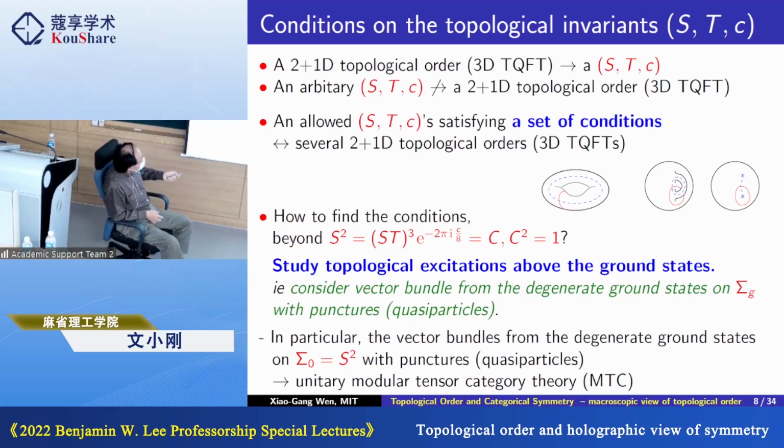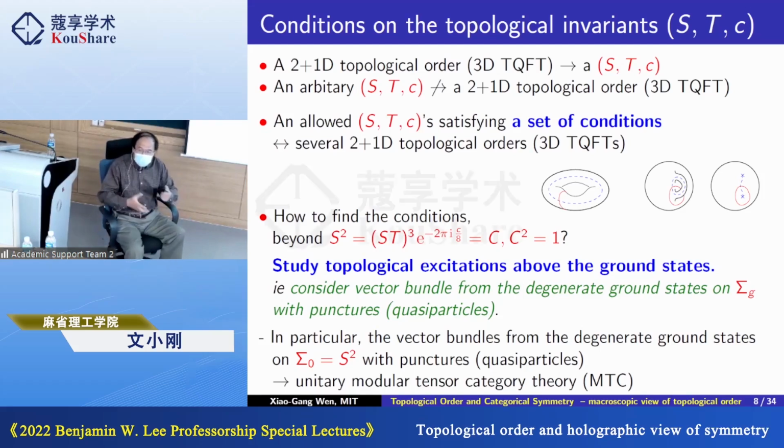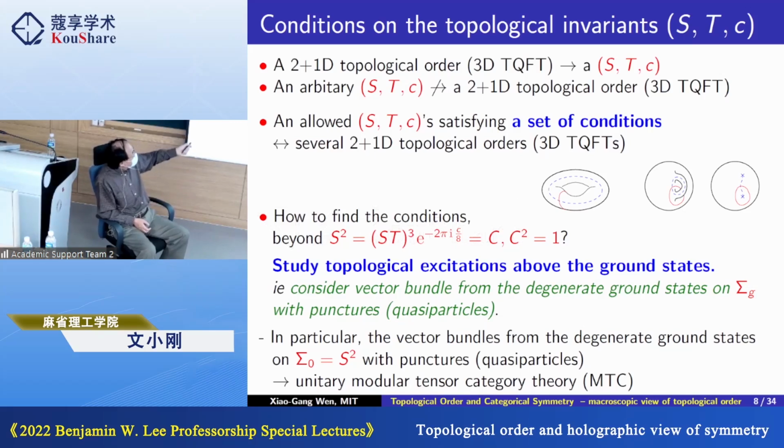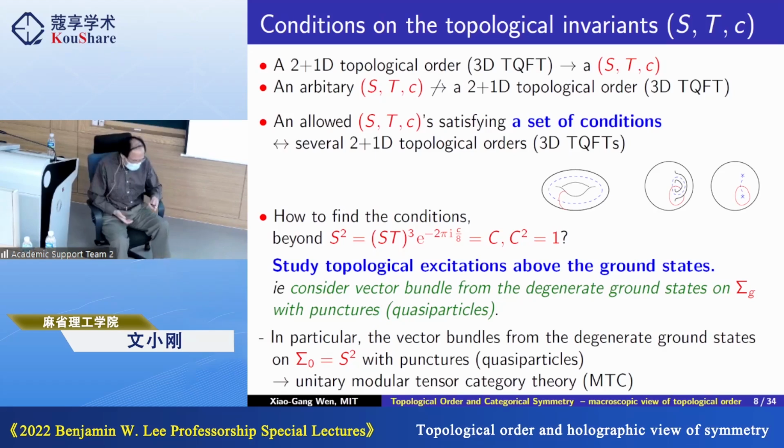That's the kind of thing we do. Now we'll switch gears a little bit. Now we want to concentrate on this picture: the simple space with punctures, and their braiding and things like that. This actually led to the modular tensor category picture. The vector bundle on this moduli space of punctures corresponds to a modular tensor category. Basically, that is the statement.